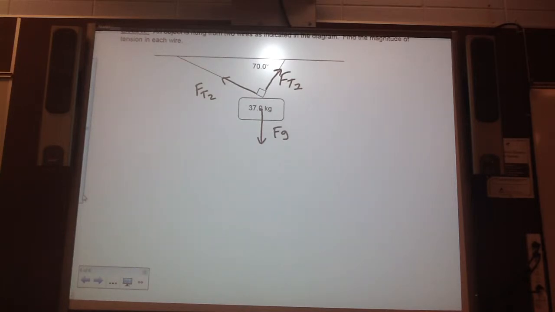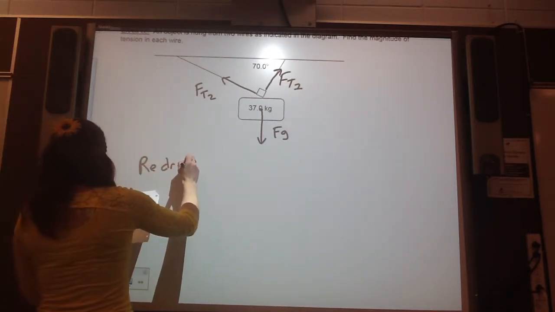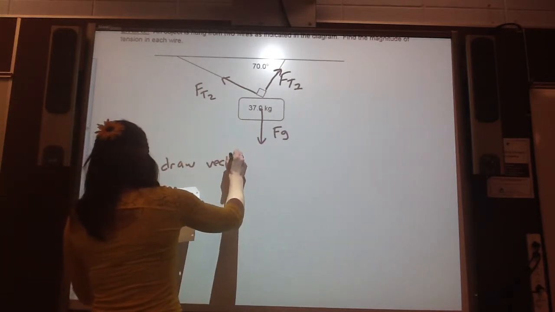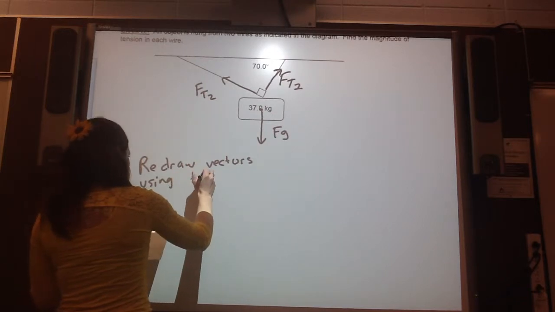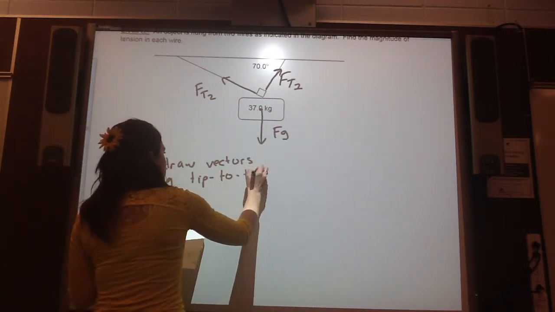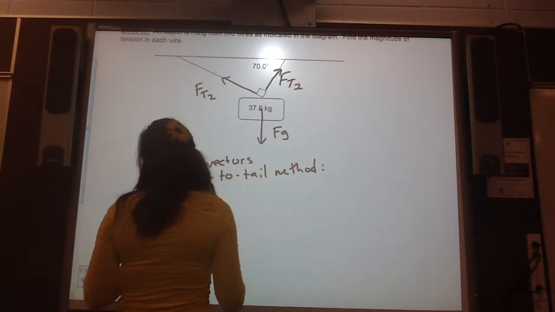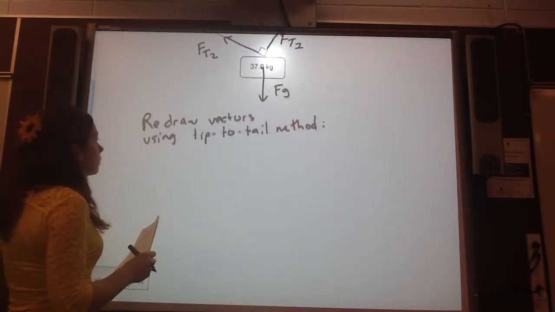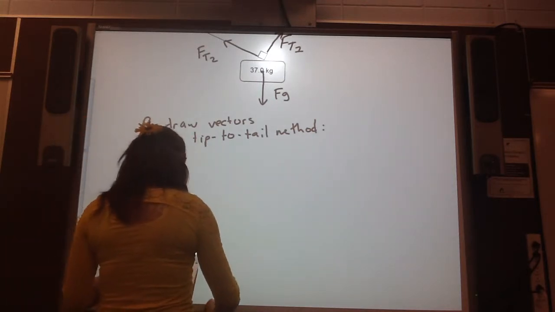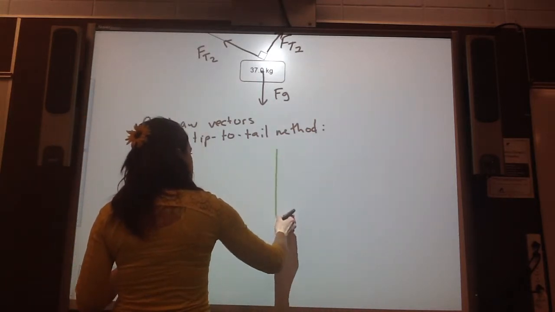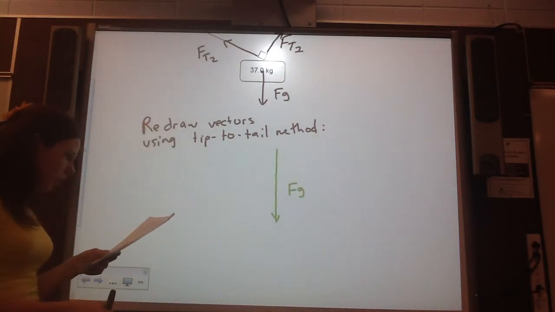Okay, so now we will redraw vectors using the tip to tail method. Let's draw the FG going down first. So we have our FG, because I know that's going straight down.